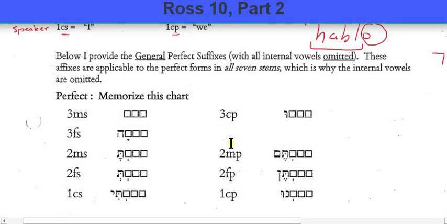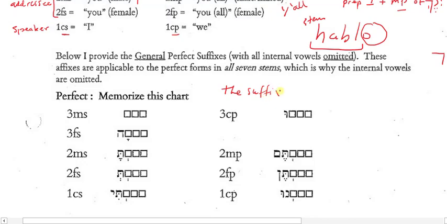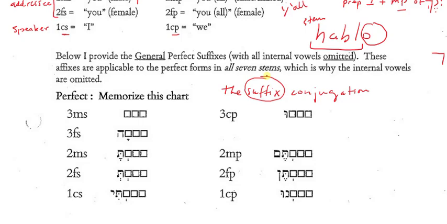The perfect conjugation in Hebrew is often referred to as the suffix conjugation because we indicate who the subject is by changing suffixes. Where do suffixes go? Do suffixes go at the beginning or the end of a word? The end. That's right. If something goes at the beginning of a word, we call that a prefix. And we have a different conjugation that is the prefix conjugation. That's called the imperfect. This one's just called the perfect.